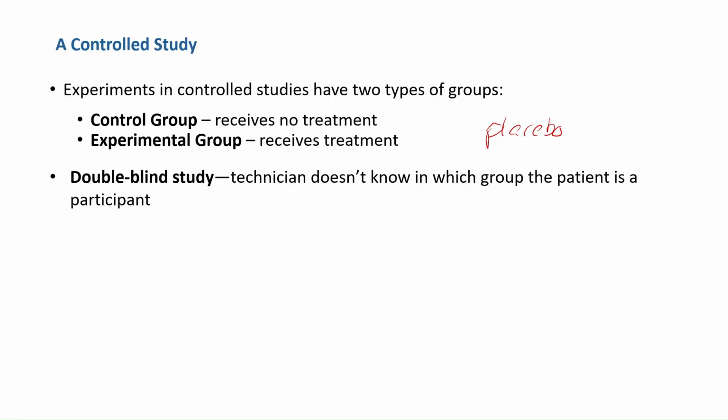Now, in experiments, especially when you're talking about medicines and people, the ideal thing is having a double-blind study, where the person giving the pill doesn't know if it's a placebo or the real drug. The patient doesn't know, so hopefully nobody can put in their personal opinion. It's going to be as accurate as possible.